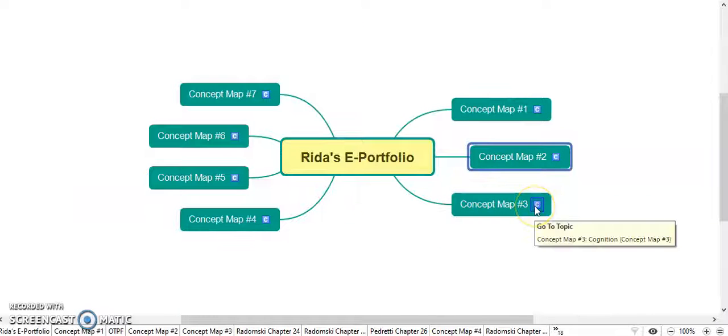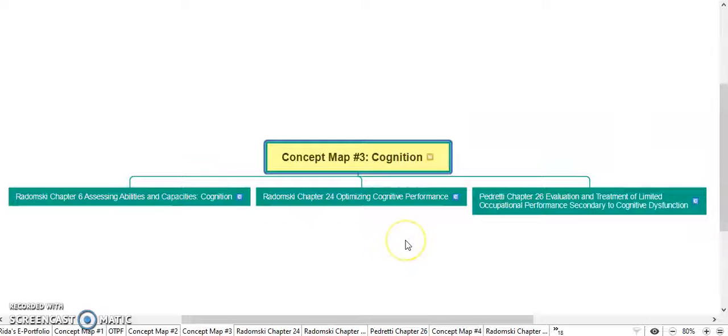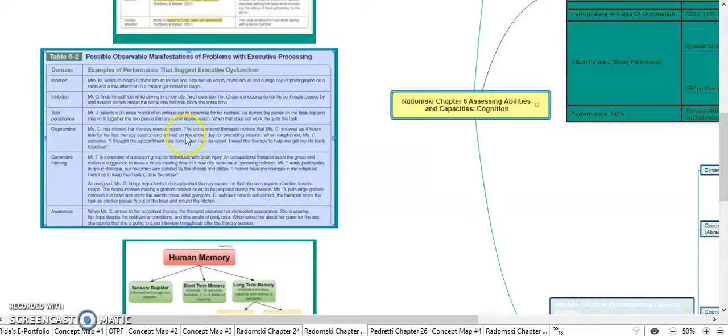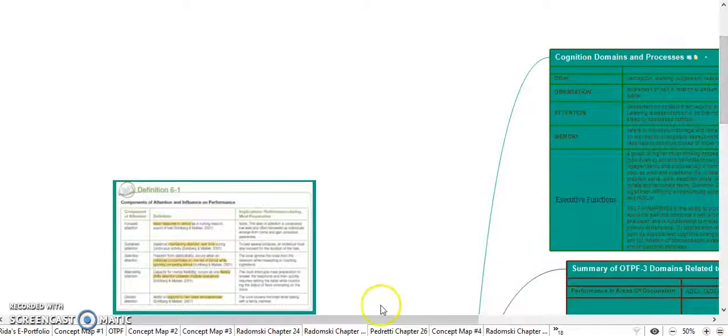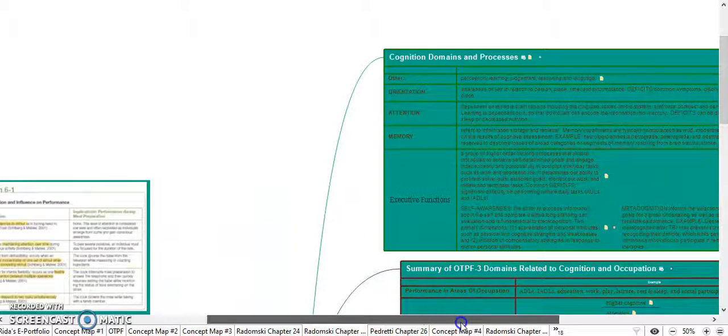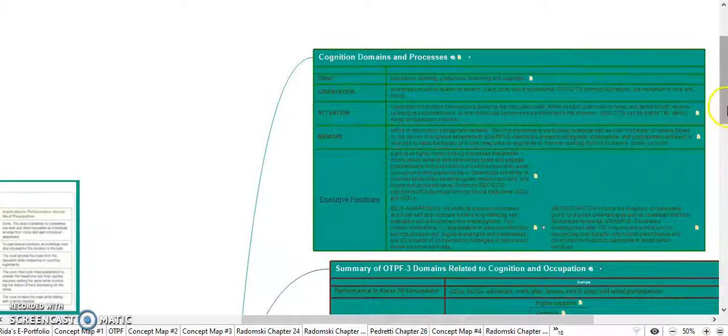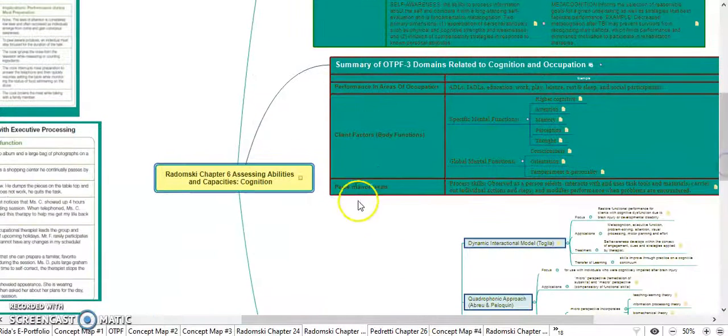Concept map number 3. This one is more about cognition, so I know that when I want to review cognition, I have to go to this specific screen. And these are the different chapters. So the first one is more about evaluation. So what are the possible observable manifestations? What is the human memory like? What are the different cognition domains? The definitions. So it's just a great way to review and become myself more familiar with the terms.